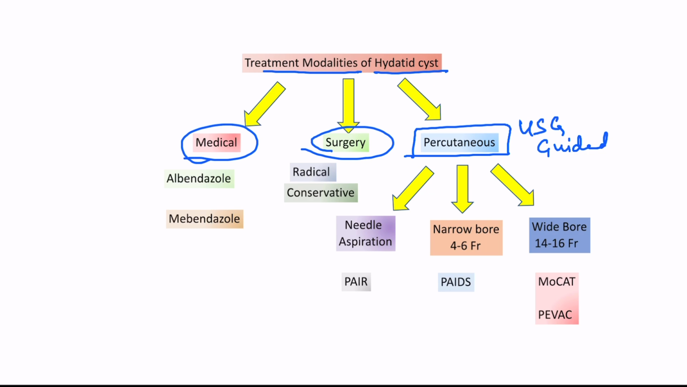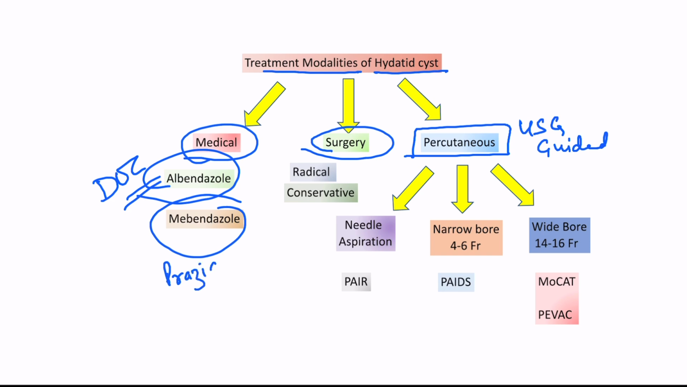In the medical treatment, the drug of choice is albendazole. There is another drug of the same class, mebendazole, but because of easier administration to patients and its increased bioavailability, albendazole is the drug of choice. A third drug, which is sometimes used in combination with these drugs, is praziquantel. Although praziquantel as a sole therapy is not used frequently for hydatid cyst, it is sometimes used in combination with albendazole and mebendazole.